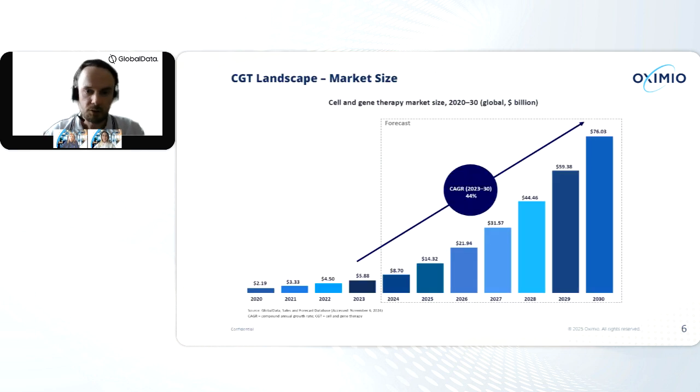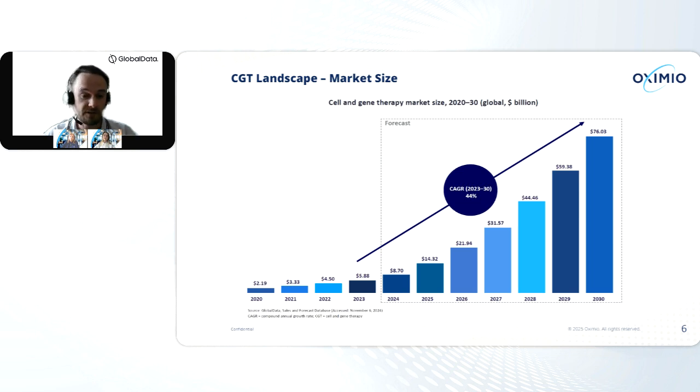So I'd just like to start with some market analysis, as I said. This is being produced from Global Data's Intelligence Center. And you can see from the curve of this graph the vast growth expected by 2030. So the cell and gene therapy market is projected to reach $76 billion by 2030 in terms of market worth. This represents a compound annual growth rate of 44% from 2023 onwards.